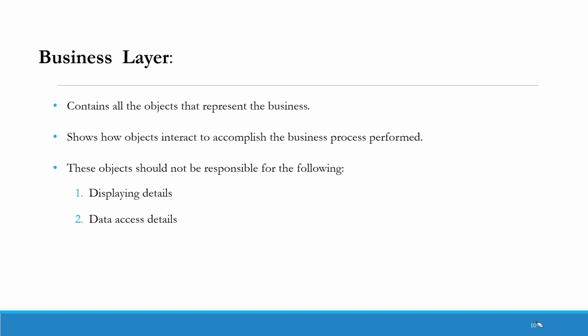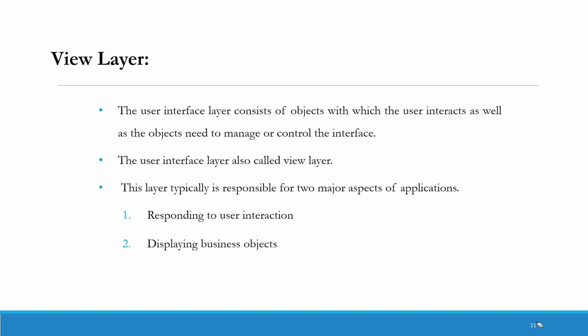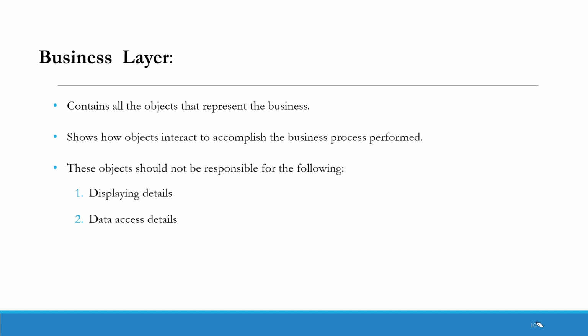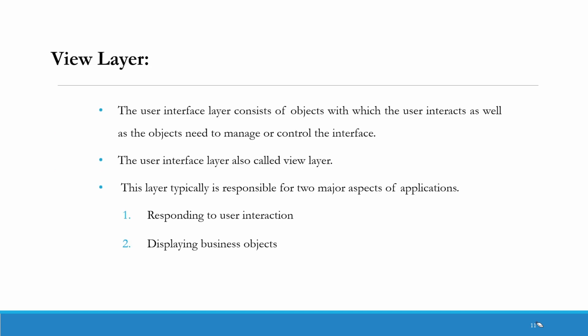The second layer is the view layer. In the view layer, the user will interact with the business system. They have to view the system objects through the view layer, or the interface layer. The interface layer consists of objects which the user interacts with, as well as objects needed to manage or control the interface. The user interface layer, also called the view layer, is typically responsible for two major aspects of the application: responding to users' interaction and displaying business objects.